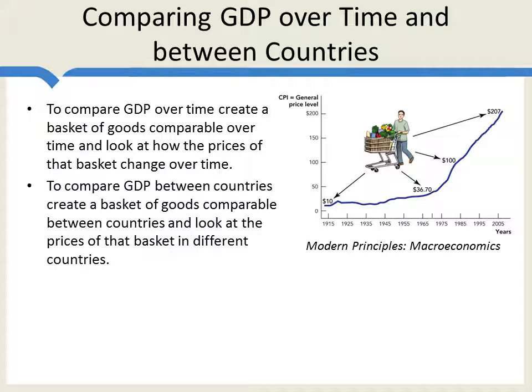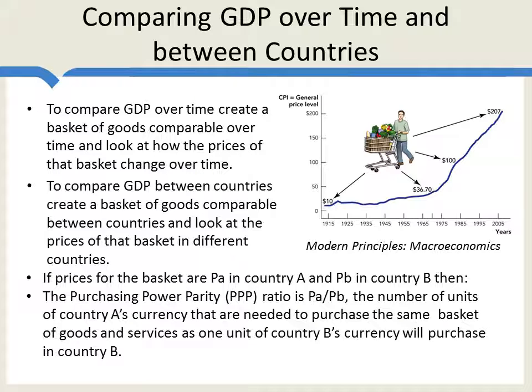Let's use the same idea for comparing GDP between countries. We need to create a basket of goods, which is comparable between countries, and look at the prices of that basket in different countries. If we do this and we find, for example, that the price for the basket is PA in country A and PB in country B, then the purchasing power parity ratio is PA to PB. That is the number of units of country A's currency that are needed to purchase the same basket of goods and services as 1 unit of country B's currency will purchase in country B. Okay, that's kind of a mouthful, so let's give an example.